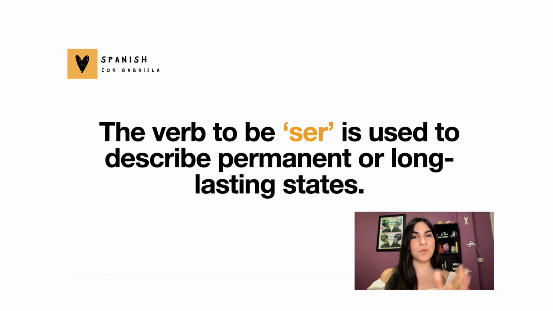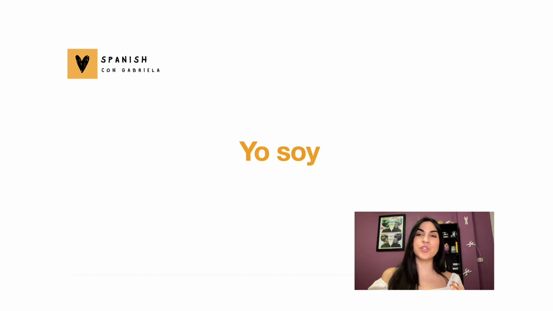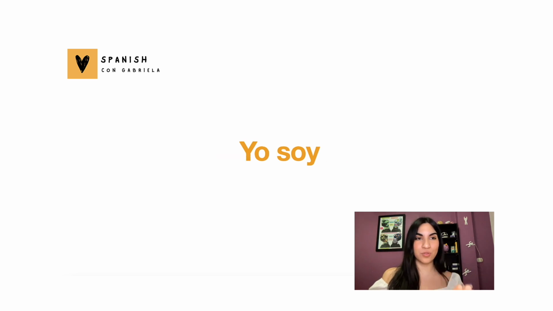And now let's go to the verb ser, which once again is the verb used to describe permanent states. Okay, so the infinitive form of this verb is ser, right? We know that already. And now, in the present tense, it would be yo soy. Alright? So, it's not yo estoy. In this case, we are talking about the verb soy, right? Which is for describing permanent states.